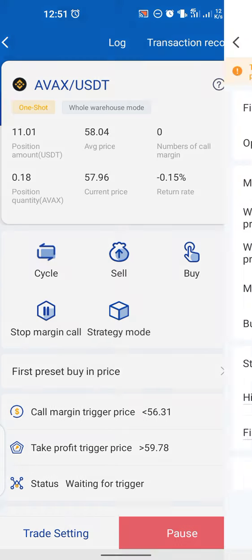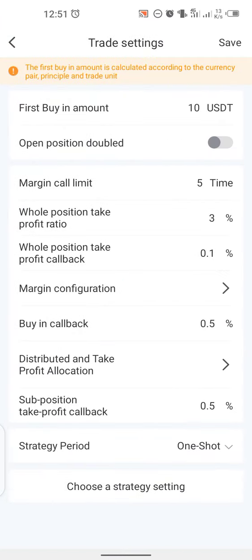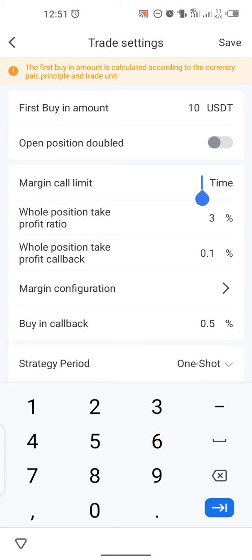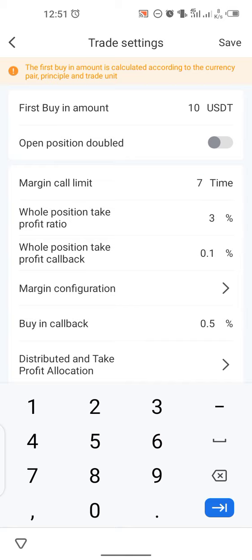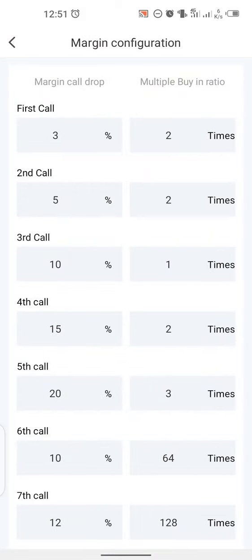So I will now get into the mathematics. I say maybe if my market falls down, I want my robot to buy, let me say 7 times. Now I will configure my settings, depending on my capital. In the first column here, we have the margin call drop, the percentages on which I want the market to fall, and the multiples, how I want my bot to buy.